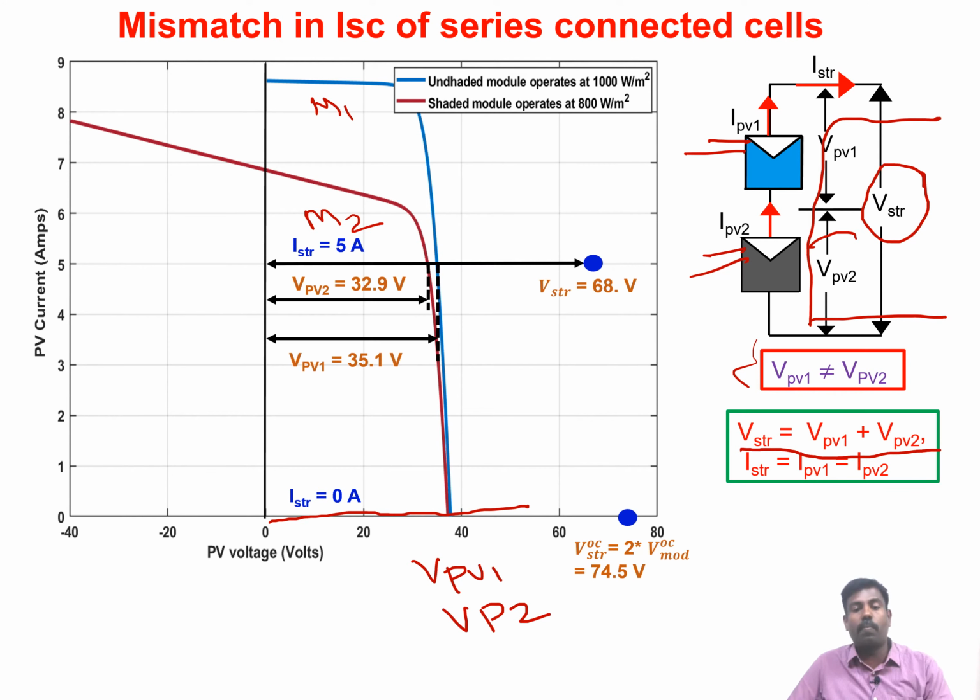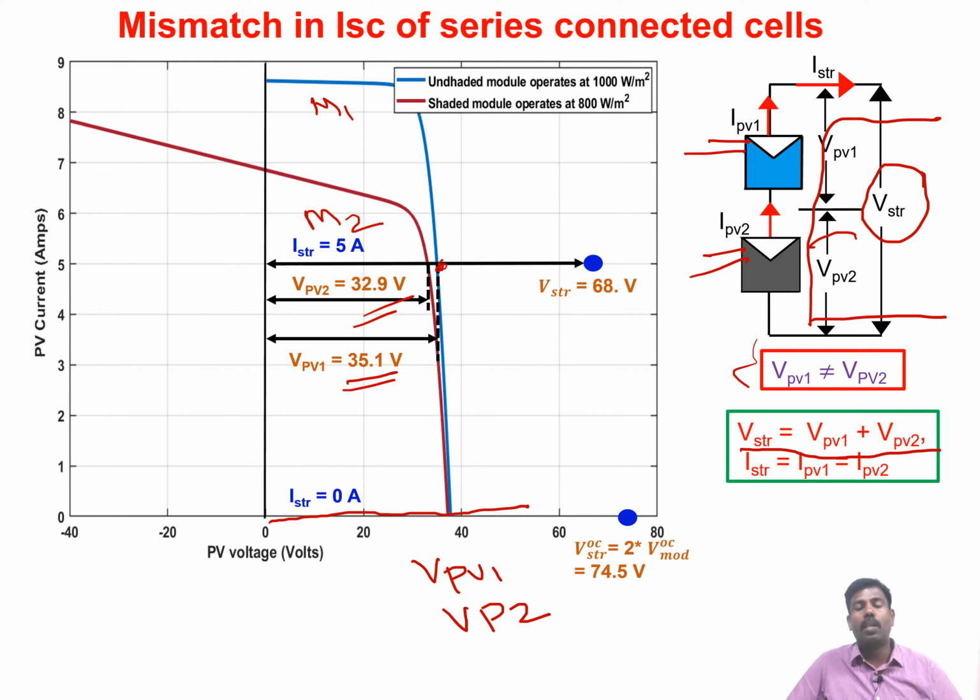Similarly, we can draw for other operating points. So this is the current operating point. So you draw a line. It cuts here for VPv2, and this is for VPv1. So VPv1 is 35.1 volts, another one is 32.9 volts. If you add this, you will get another operating point of 68 volt here. Okay. So similarly, you can plot the curve by changing the current in the system.